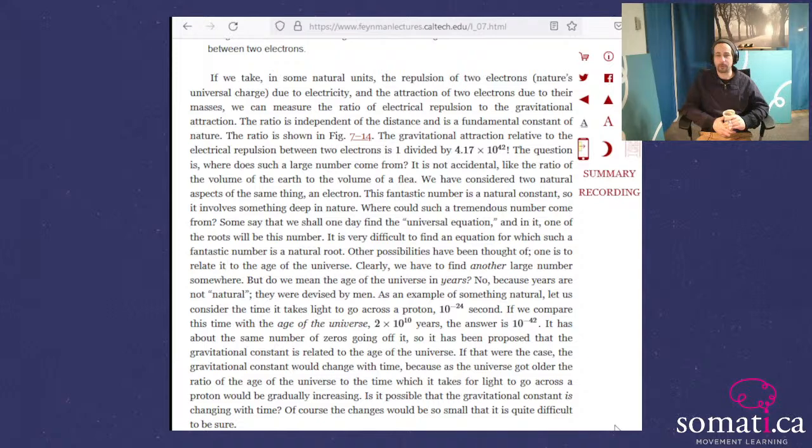Other possibilities have been thought of. One is related to the age of the universe. Clearly, we need to find another large number somewhere. But do we mean the age of the universe in years? No, because years are not natural. They were devised by men, by people. As an example of something natural, let us consider the time it takes light to go across a proton, 10 to the negative 24 seconds. If we compare this time with the age of the universe in years, the answer is 10 to the negative 42.